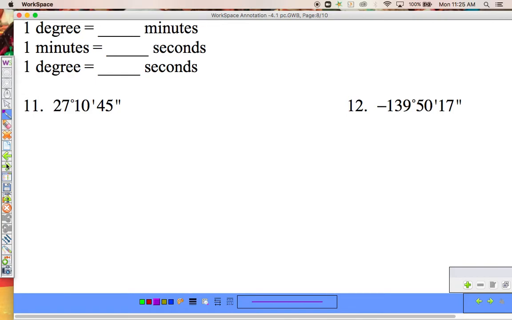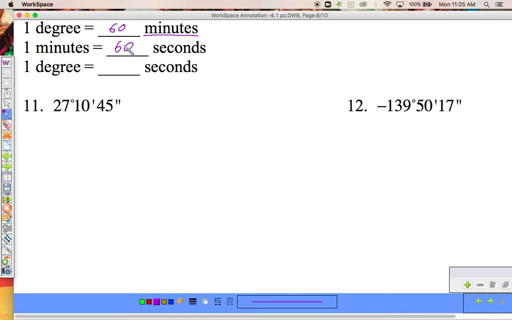A degree is broken down into a certain number of minutes. If you just think basic, 1 degree is 60 minutes. There are 60 minutes in a degree, just like an hour. Taking it further, every minute can be broken down into a certain number of seconds. There are 60 seconds in every minute. Kind of the same idea as time.